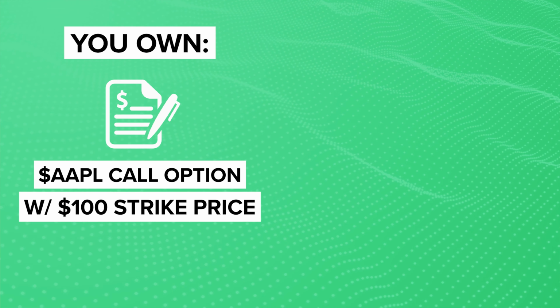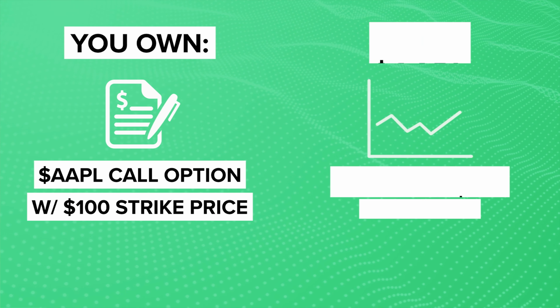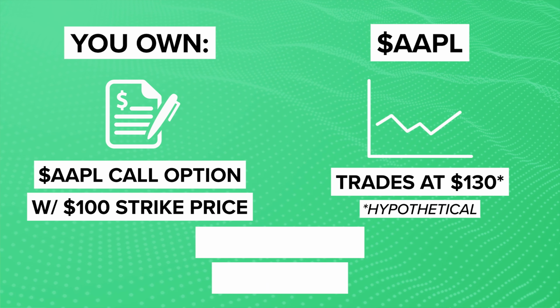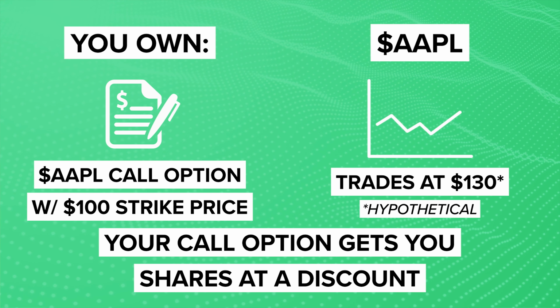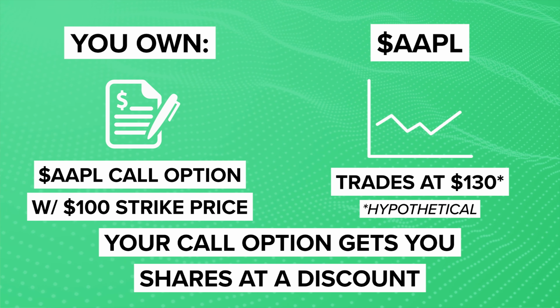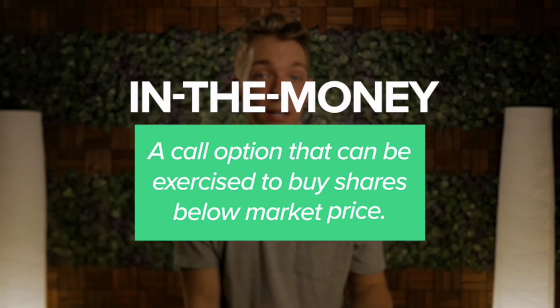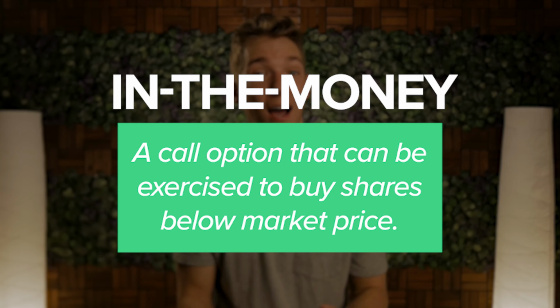So if you had a call option for Apple stock with a $100 strike price and the stock was trading at $130, you could exercise your call option by paying only $100 per share, even though the stock is trading at $130 per share. This is known as an in-the-money call option. The stock is trading at a higher price than your strike price, which means it's probably profitable for you to exercise the contract and purchase the shares, and that's a great spot to be in.